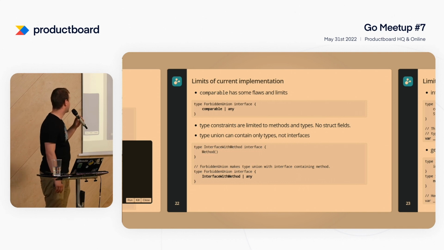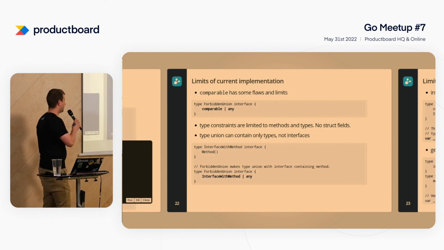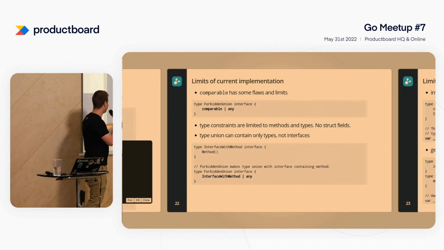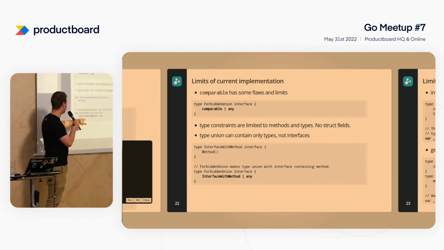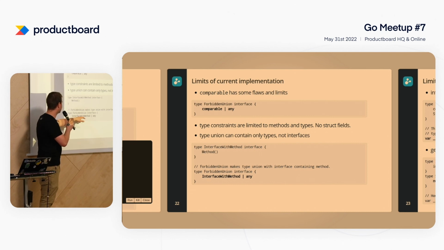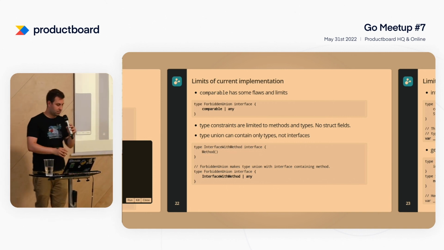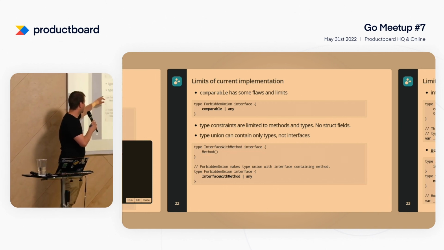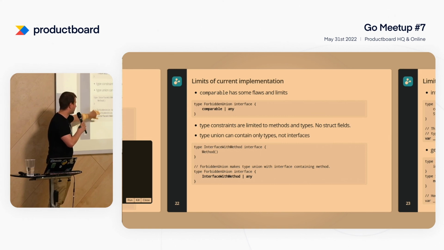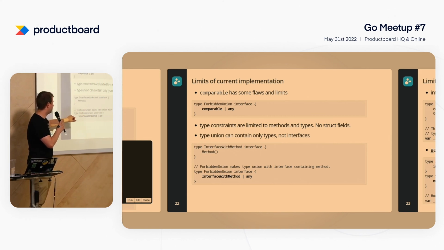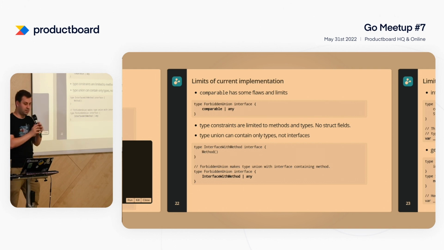Oh yeah, I almost forgot that we can't make a type union with interfaces that contain methods. So basically, the only interfaces that can be used in this type union are interfaces which are only type unions. But this interface, of course, can be embedded to extend this interface, but can't be used in that type union.